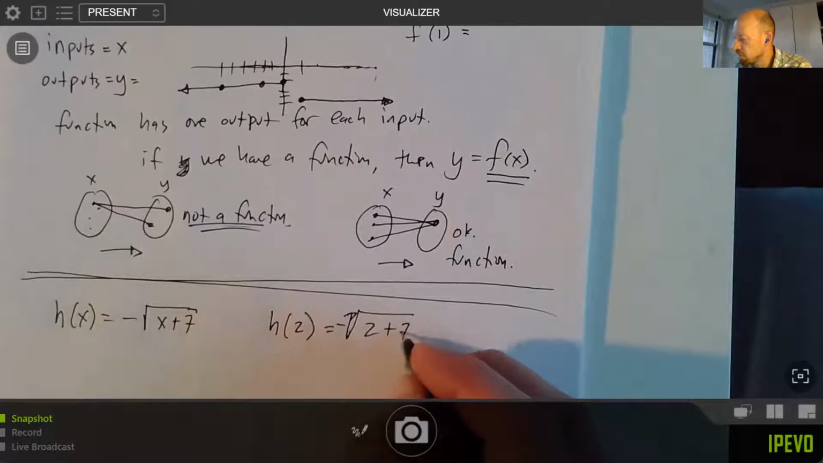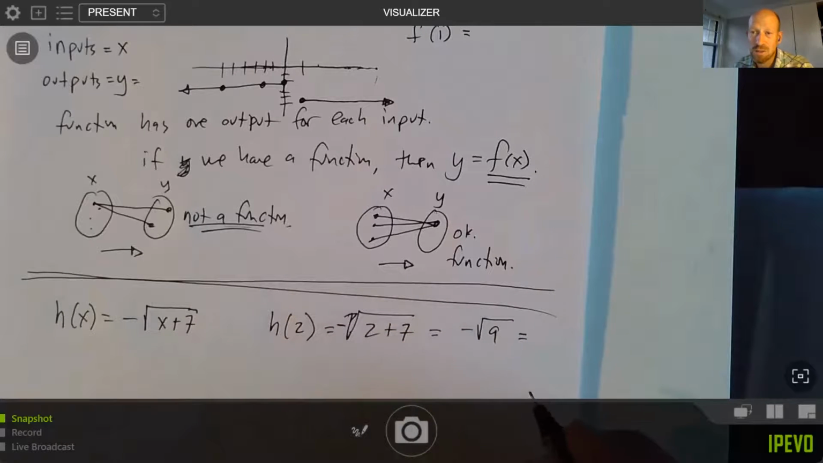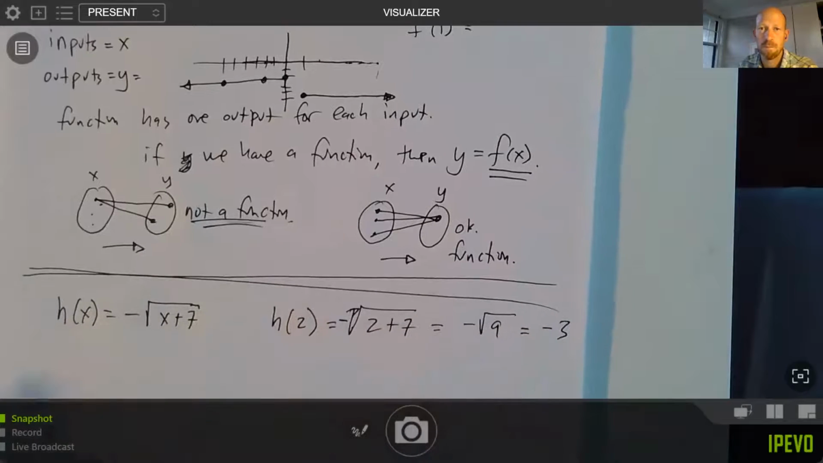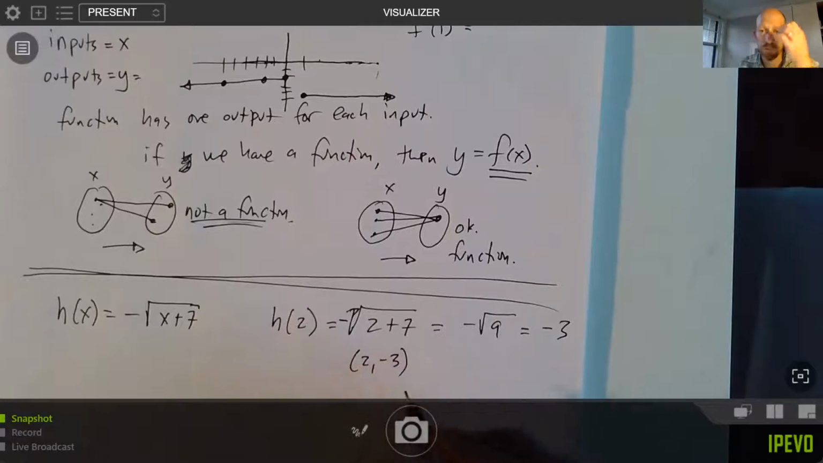2 plus 7 is 9. And I know the square root of 9, which is 3, right? And so this is -3. That gives me a point, right? My X is 2 and my Y is -3. So that's one point on the graph.